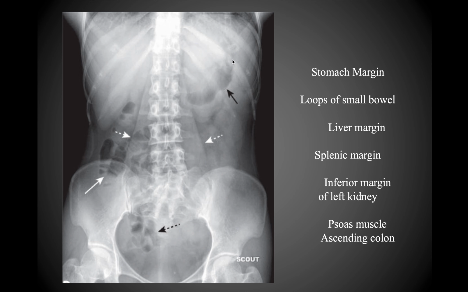So first off, you can see the stomach margin in this patient. The black arrow here is pointing out some of the gas that's stuck in the stomach. Again, this is in a supine position in this patient.